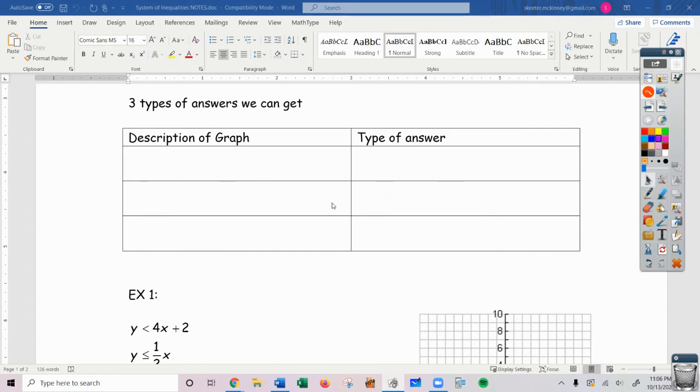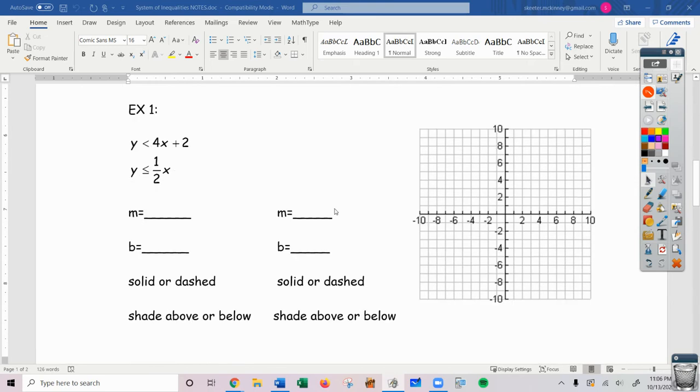So it might be helpful if you have two colors to write with, like two different colored pens, two colored pencils, a pen and a pencil, something of that nature. We're going to take the same approach that we took yesterday. So we have a system sitting over here. y is less than 4x plus 2, and y is less than or equal to 1/2 x. And we are going to think about these one at a time.